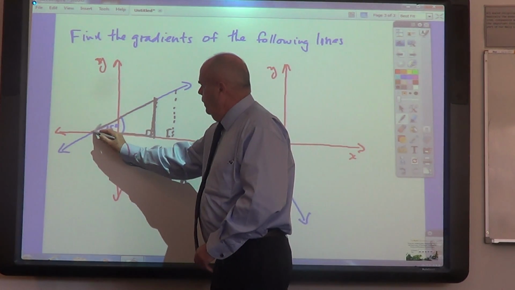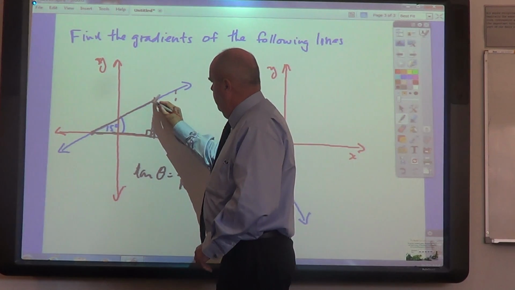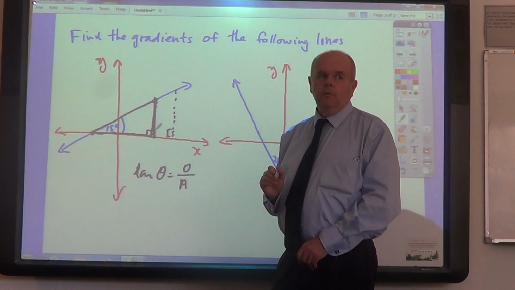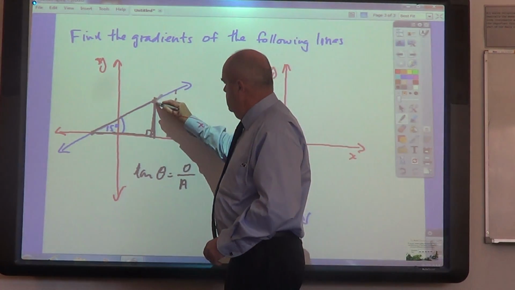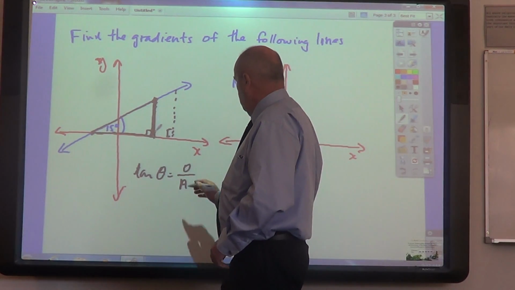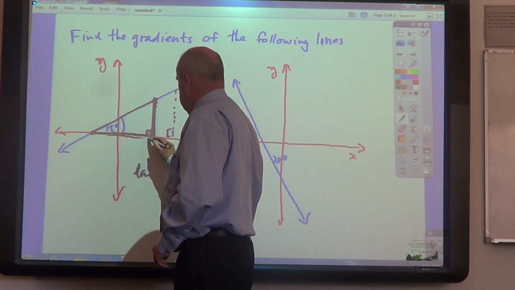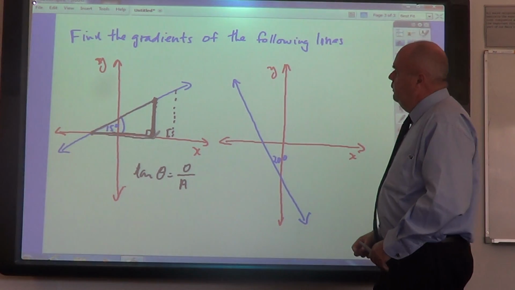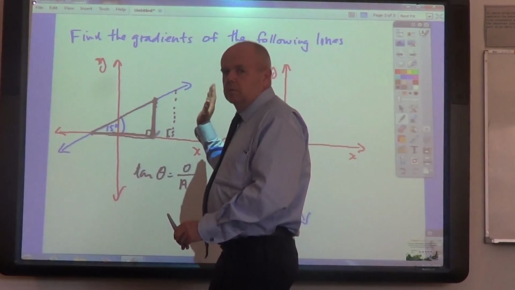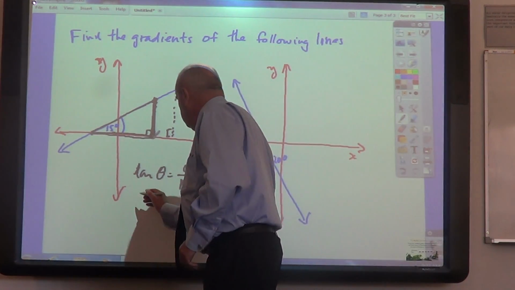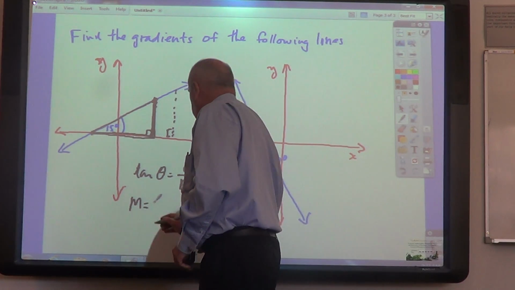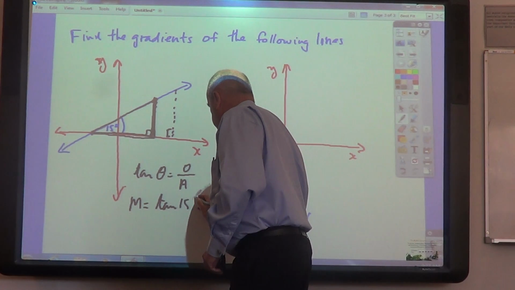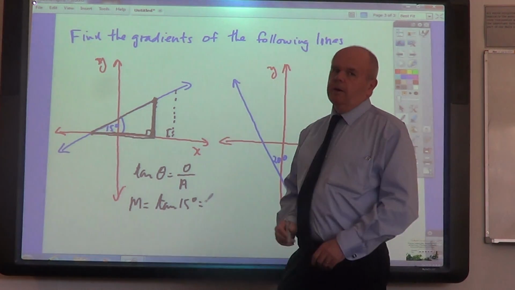Now, but wait a minute, if I'm going from that point to that point, the y direction is the opposite side. The difference in y values is the opposite side. And the travel in the x direction is simply the adjacent side. Well, that's a handy relationship. That enables us to say, as easy as this, that m, the gradient, equals tan 15. And that's just a case of getting an answer from our calculator.